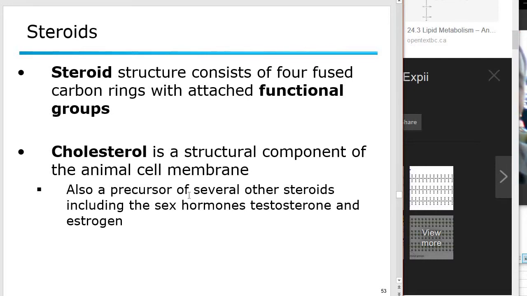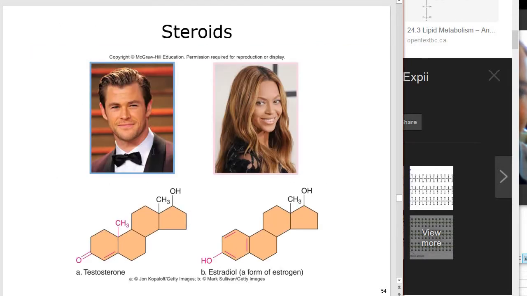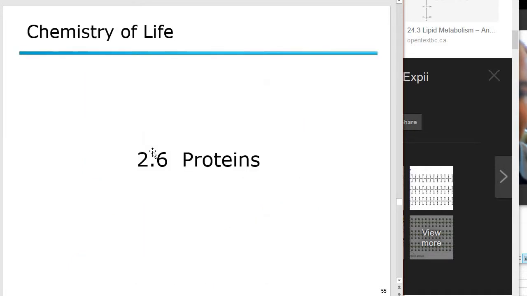But do understand that cholesterol is a lipid and it is an important part of our existence. And it's also a precursor to the sex hormones that I just showed you a second ago. So, there's some interesting things there. Okay, next, proteins.